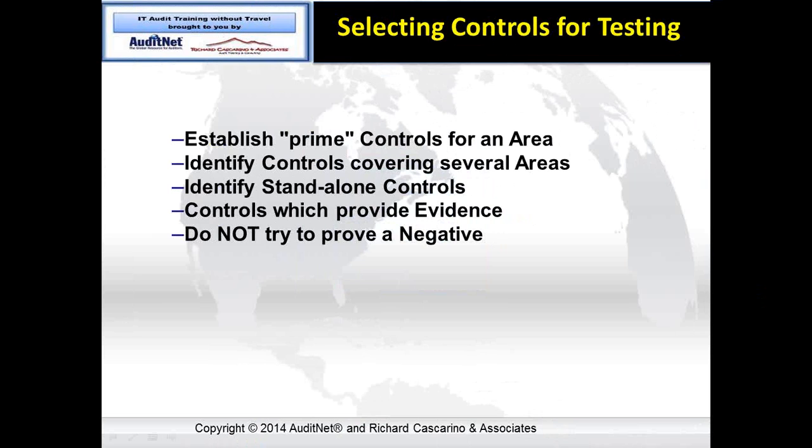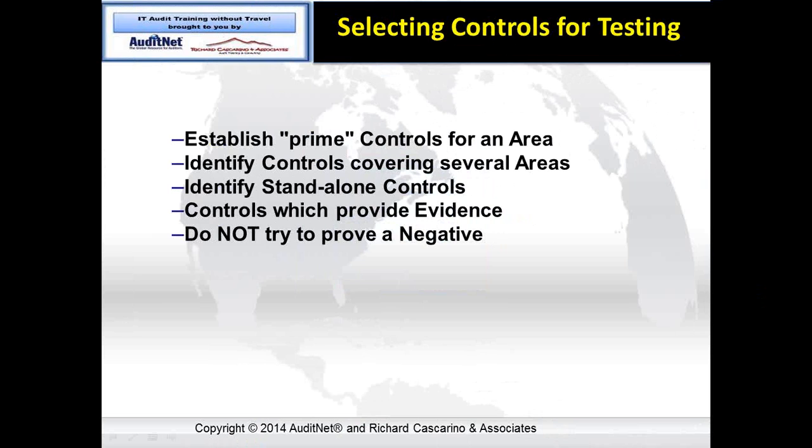We look for controls that would preferably cover several areas. User authentication, password control, typically covers several risk areas within the IT division. But we also want to identify standalone controls, controls which are designed for a specific risk in a specific business area.